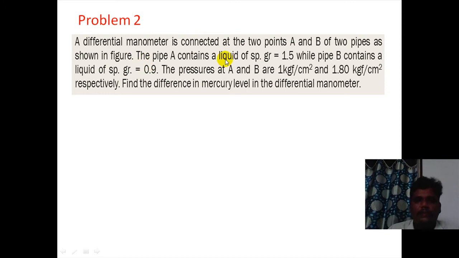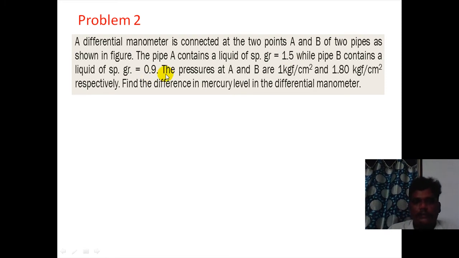Pipe A contains liquid of specific gravity 1.5. Specific gravity has been given. Pipe B contains liquid of specific gravity 0.9. The two are different fluids, 1.5 and 0.9.